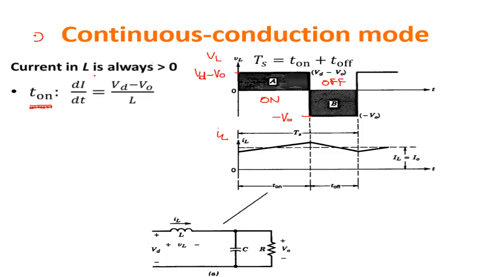Now, if we want to consider this type of operation, we can focus on the voltage applied to the inductor, so-called VL. Of course, when the switch is on, which is this situation, the voltage applied to the inductor is VD minus V0, this level, for all T on.